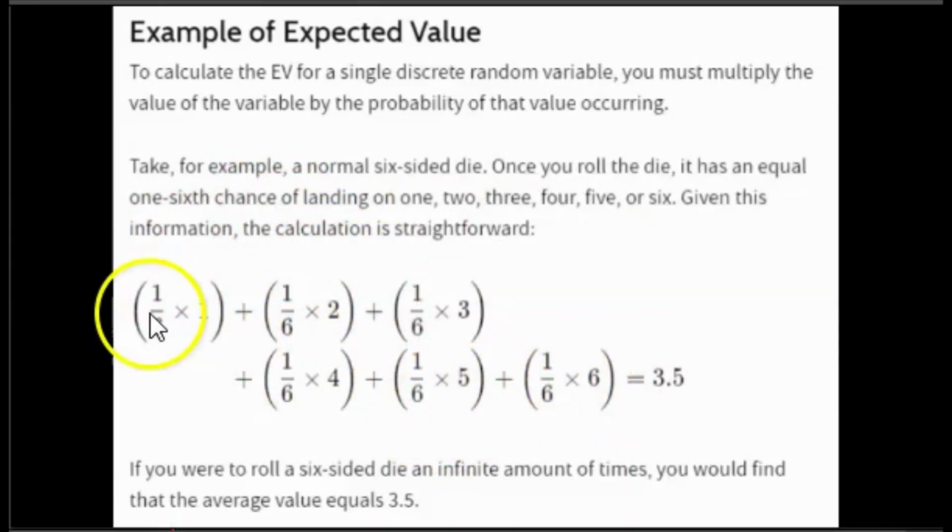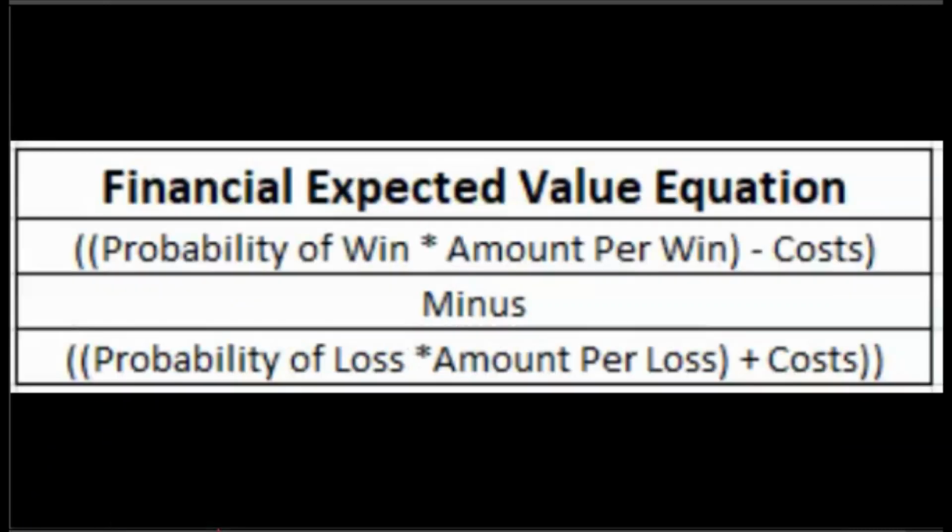If you were to take all these numbers together and add them up, the median or mean value is 3.5, which tells you that if one were to roll a die an infinite number of times, the mean and median value would be 3.5. And in order to apply this formula to gambling, one would have to incorporate not only the probabilities, but also the amounts. So it could kind of be written as follows.